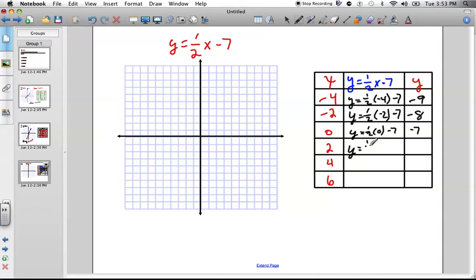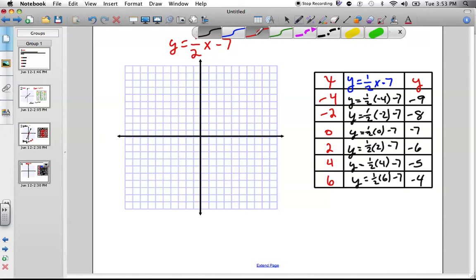y equals 1/2 of 2 minus 7. That's going to be -6. y equals 1/2 of 4. Half of 4 is 2. 2 minus 7, -5. And then half of 6 is 3. 3 minus 7 is -4.